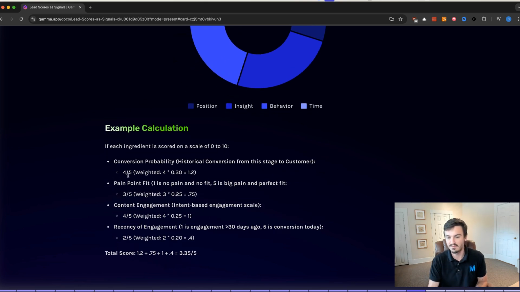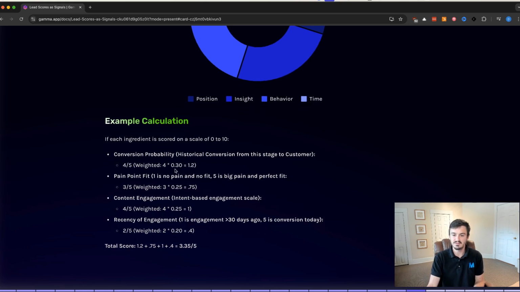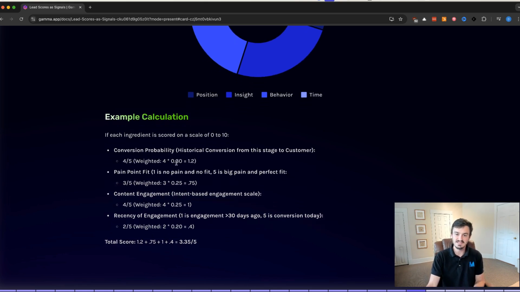And then we're going to use that for this weighted score. We're going to say it's a 4 out of 5, and then you weight it by multiplying it by the percentage of the weight. So 30%, 0.3 equals 1.2. I won't go over that math for each point because you get it now. Pain point fit. So 1 would be no pain and no fit. 5 would be a big pain and a perfect fit based off of the services you provide, the ICP you have, and historical data of what those pains have been and how you have solved them and that your company can solve them. And so for this one, we did a 3 out of 5.